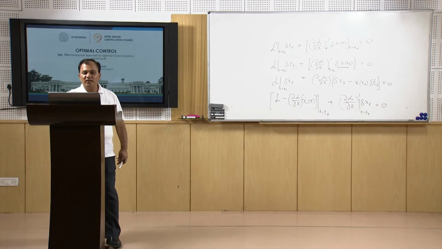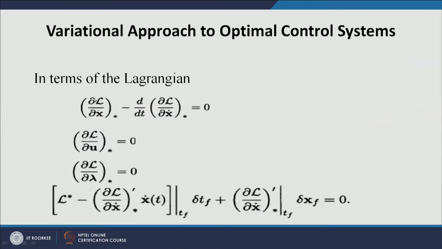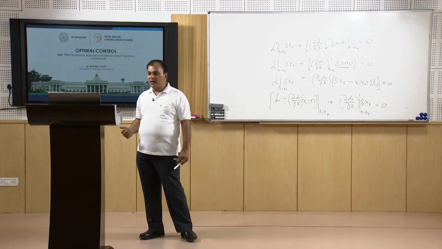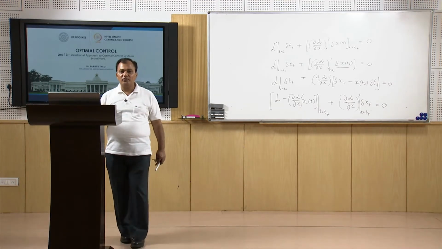So, with this I have my Lagrangian equation, del L by del x minus d by dt of del L by del x dot equal to 0. First condition I get as my EL equation, second is del L by del u equal to 0, my control equation, then del L by del lambda equal to 0, which gives me my state equation, and this is my final boundary condition. So, these conditions can be used to solve any optimal control problem in which u is not constrained.